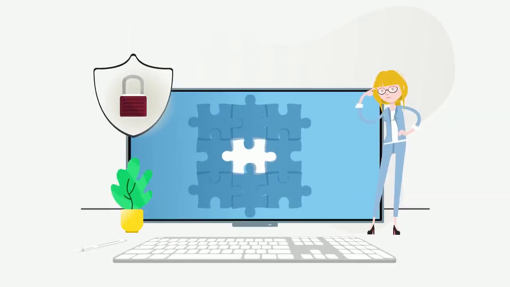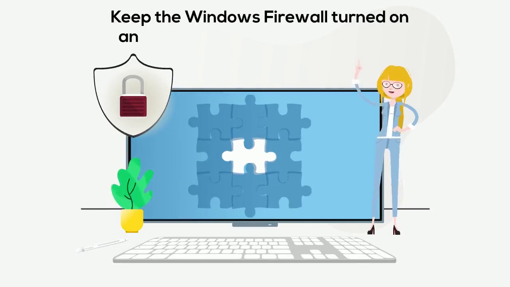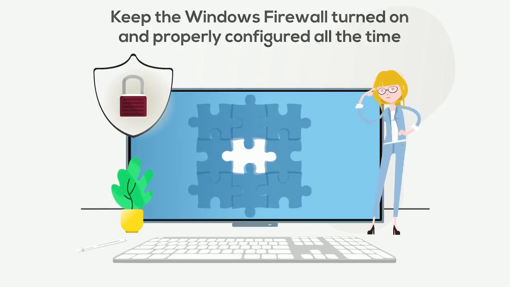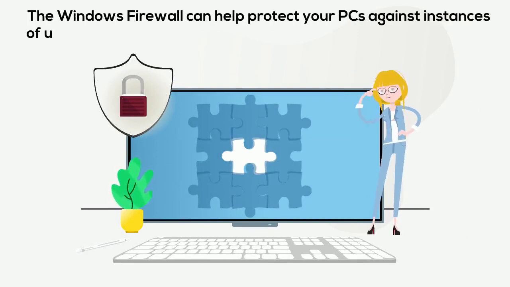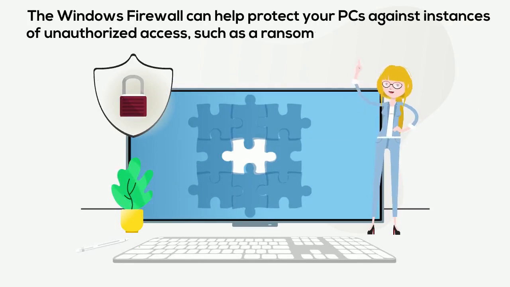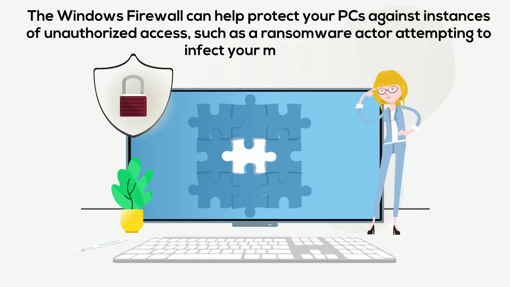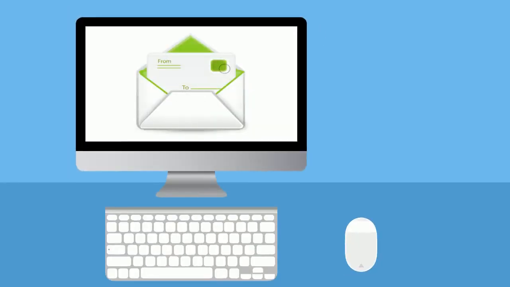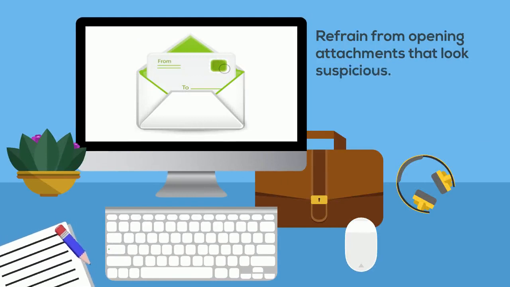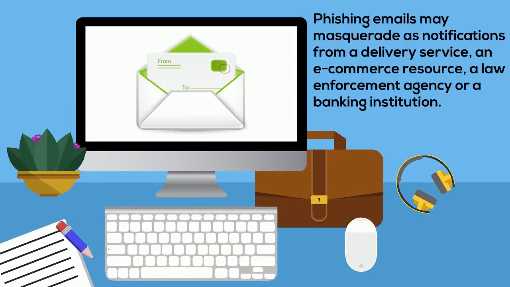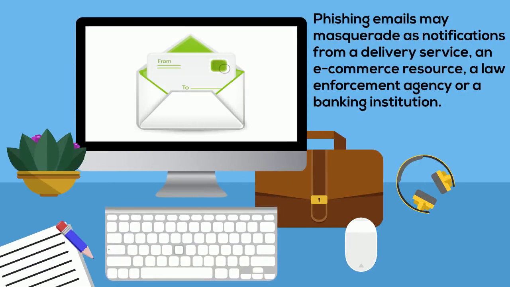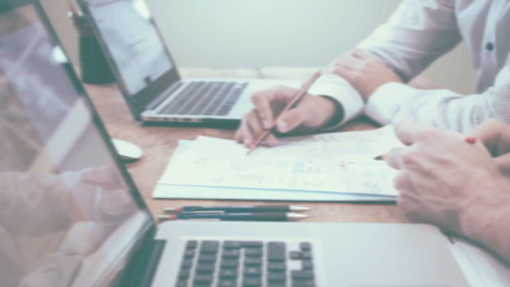The second way is to keep the Windows firewall turned on and properly configured all the time. The Windows firewall can help protect your PCs against instances of unauthorized access, such as a ransomware actor attempting to infect your machines. The third way is to refrain from opening attachments that look suspicious. Phishing emails may masquerade as notifications from a delivery service, an e-commerce resource, a law enforcement agency or a banking institution.